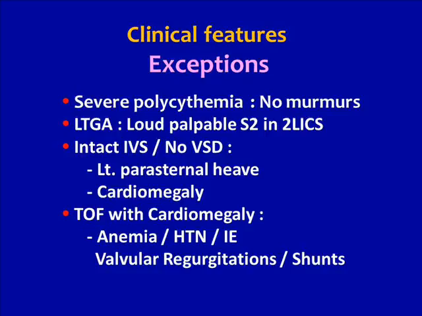However, if there is PS with no VSD and right to left shunting across ASD, then RV pressure overload occurs due to the intact IVS producing a left parasternal heave and also cardiomegaly. So again in cyanosis with decreased pulmonary blood flow as in TOF, there is no cardiomegaly. However, exceptionally, cardiomegaly can be seen in TOF with complications such as anemia, hypertension, infective endocarditis and valvular regurgitation, myocarditis, post-surgical shunts.